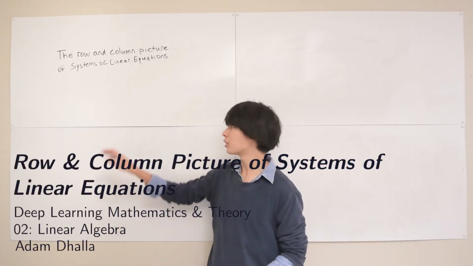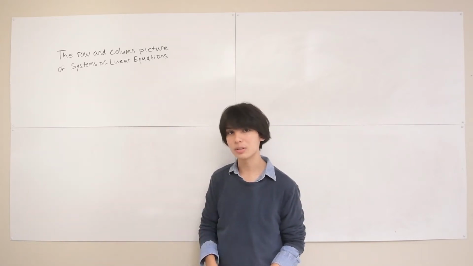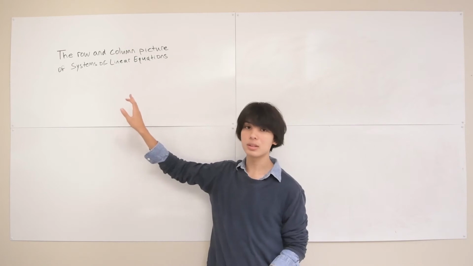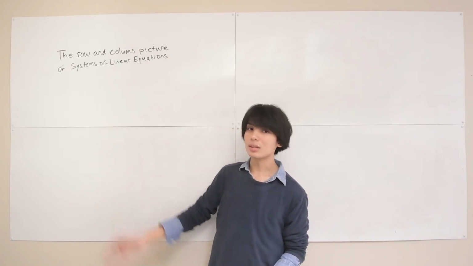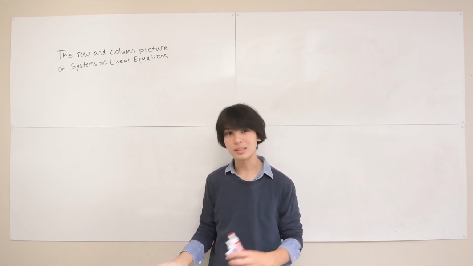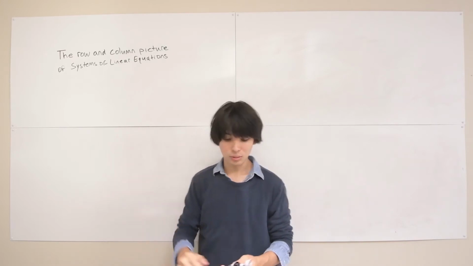Hi, in this lecture I'm going to talk about two ways we can geometrically understand systems of linear equations. There's no counterpart for this in the deep learning textbook that this course goes with, but this will make the next lecture, where we talk about linear independence and span, a lot easier to understand. So let's just start off with an example.